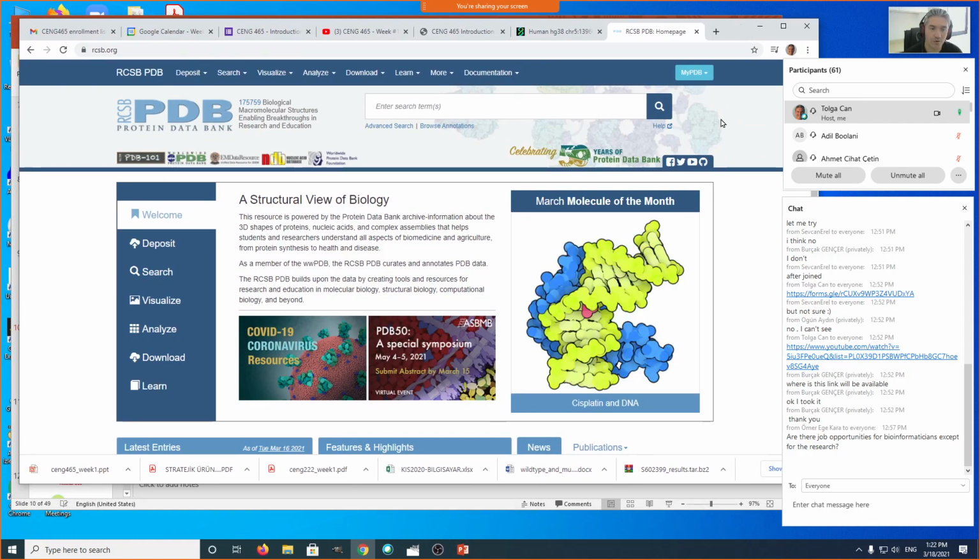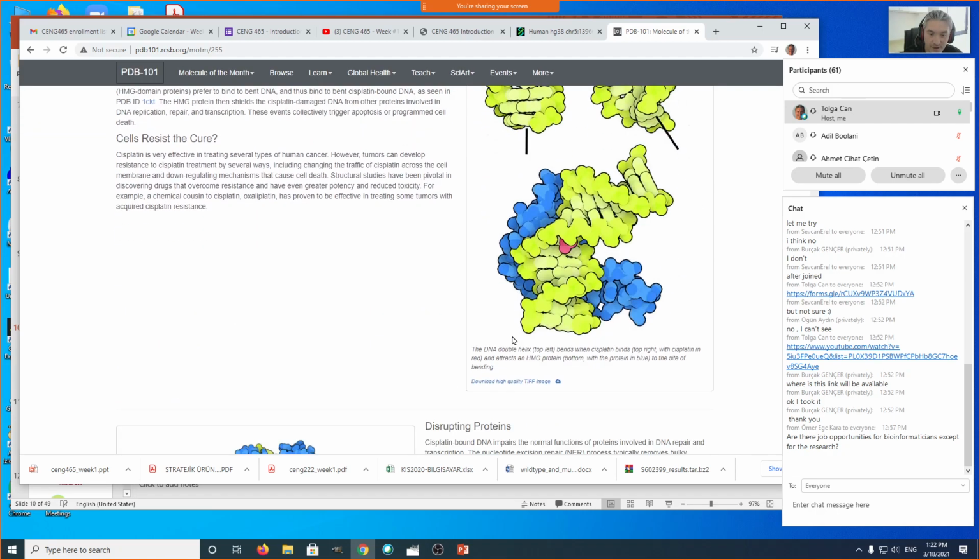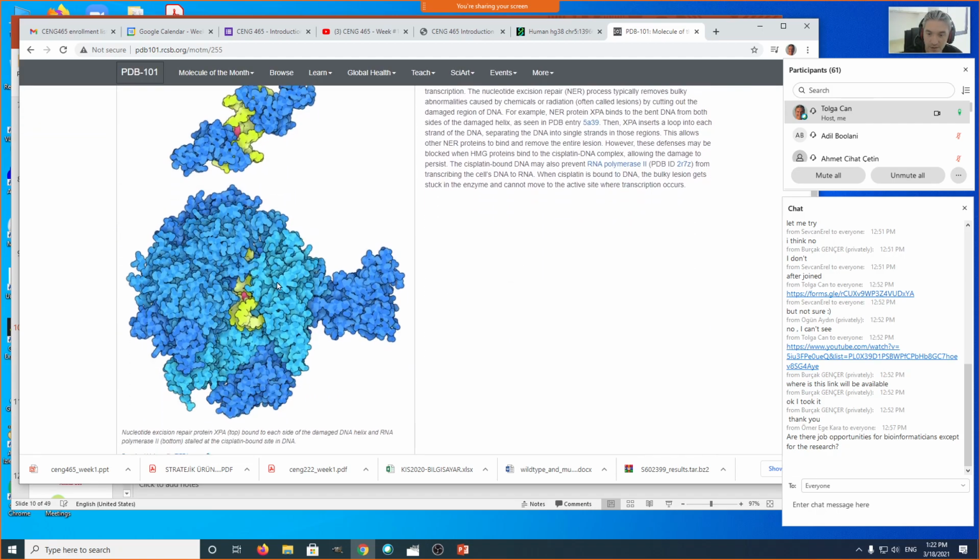If you go to RCSB, this is the March Molecule of the Month, cisplatin and DNA. One protein here, the blue one, I think, is interacting with the DNA. There are certain proteins made up of amino acids that physically interact with the DNA to initiate or block certain processes. These are all at the atomic level. Each of these spheres you see here probably corresponds to an individual atom. Look at this, this is the large version.